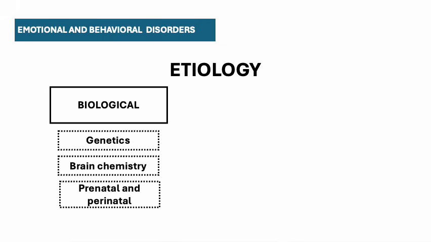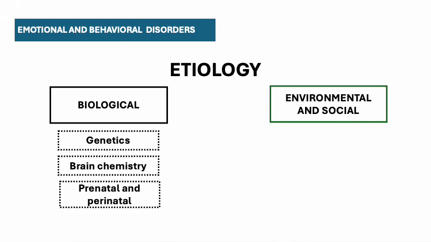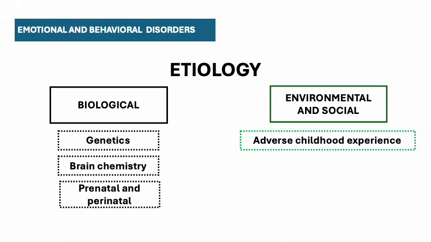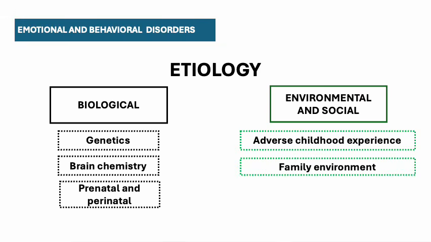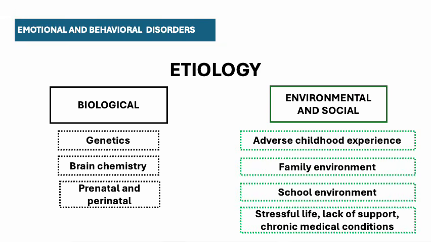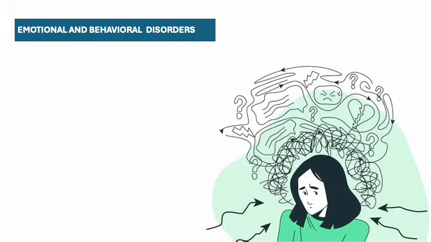Alongside these biological factors, environmental and social influences like adverse childhood experiences, family environment or dynamics, school environment, stressful life events, lack of support, and chronic medical conditions interact with biology to shape how these disorders manifest.